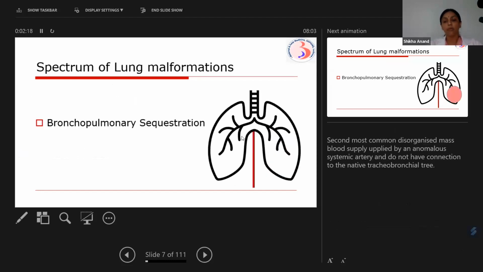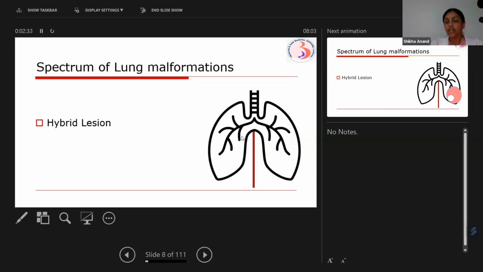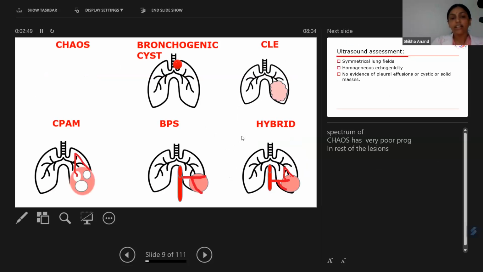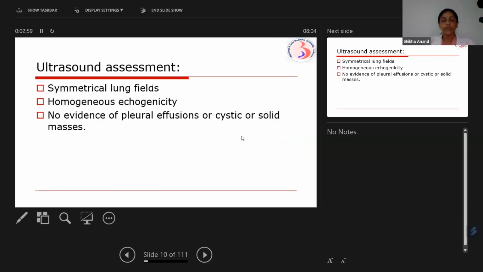The second most common anomaly is the bronchopulmonary sequestration, where there is a disorganized mass of tissue which is supplied by an aberrant artery from the systemic circulation. Then there can be a hybrid lesion, in which the lesion has supply from both the pulmonary and the systemic circulation. So this is the spectrum of lung malformations. Of these, congenital high airway obstruction syndrome has a very poor prognosis and is universally lethal. However, all other malformations, if diagnosed antenatally at the correct time and managed properly, can have a very good outcome. So how do we diagnose them?